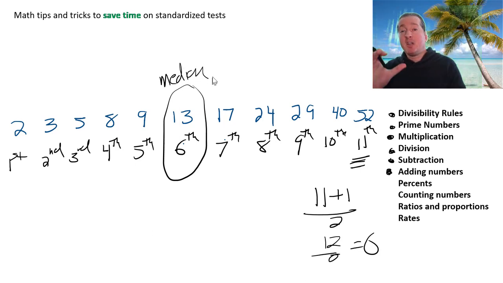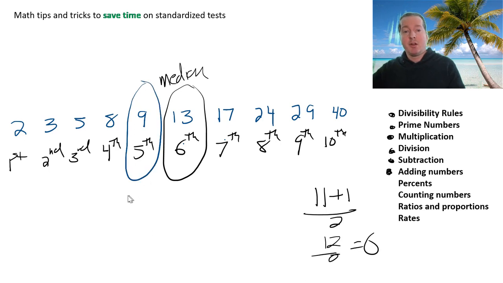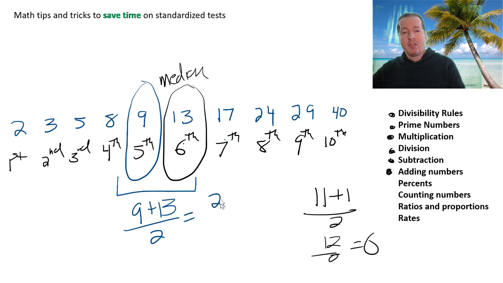And as you may know, if there's an even number of numbers, suppose there were 10 numbers, I'm running out of room, so maybe I'll erase 52. If there were 10 numbers, the median is defined as the average of the 2 in the middle. So the median would be the average of the 5th number and the 6th number. It would be the average of 9 and 13. And what's that? 9 plus 13 over 2 is 22 over 2, which is 11.